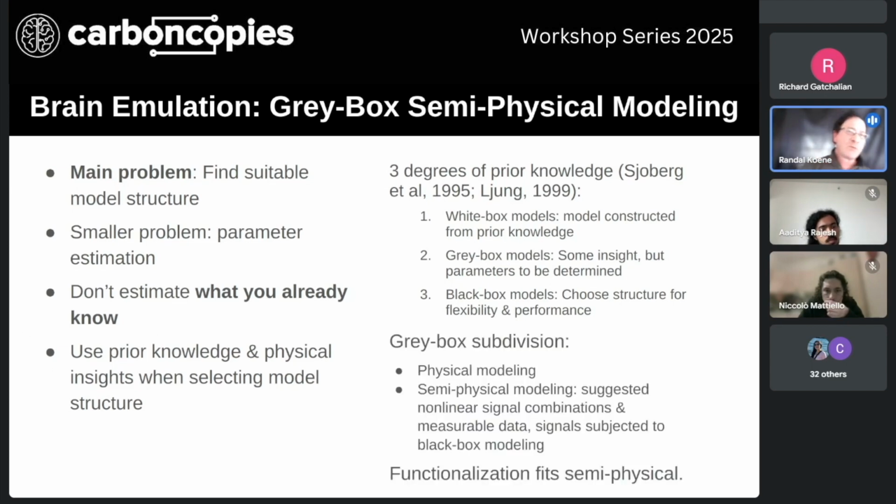To understand where models used in brain emulation might fit in, it's useful to further subdivide the category of gray box models and note where black box modeling belongs within those. There's physical modeling. The model structure is based on physical grounds, leaving a specific number of parameters to be estimated from data. And there's semi-physical modeling. Physical insight suggests certain nonlinear combinations of signals for which measurable data is obtainable. Those signals are then subjected to model structures of black box character. Below, we'll see how system identification and brain emulation carried out by functionalizing models constrained by connectome and additional knowledge fit into that category.